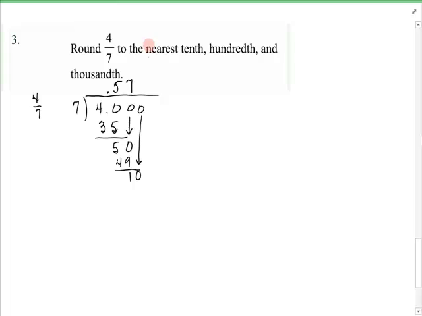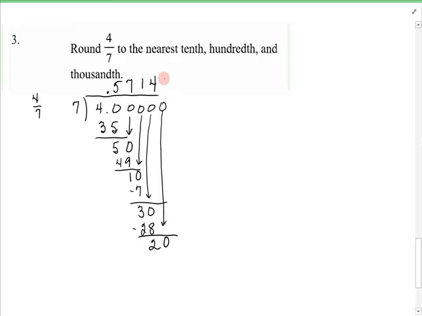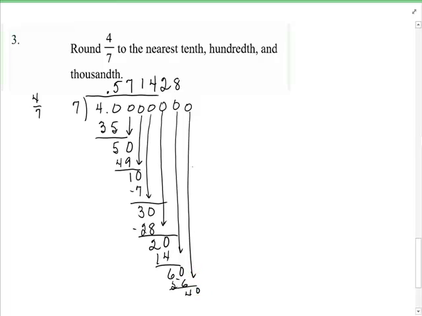You can see I am not seeing a repeating pattern yet. It goes in there 1 time. 1 times 7 is 7. Subtract, get 3, add a 0. 7 goes into 30. It's going to be 4. 4 times 7 is 28. Get a 2. You can see I am not repeating yet. 7 goes into 20 2 times. That's 14. Get a 6. Bring down 0. It goes in there 8 times. That's 56. I get a 4. I add another 0. Now finally I got my 40 again. It's going to go in there 5 times.